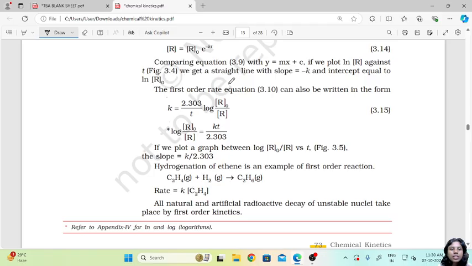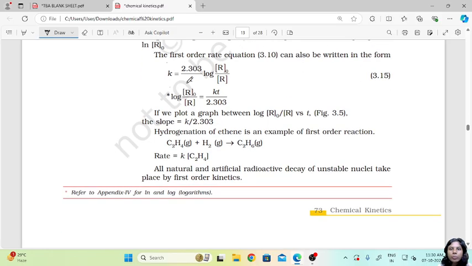Now for the first order rate reaction, we can also write it in the form of log by removing the ln, so we put the value 2.303: k equals 2.303 upon t log of R0 upon R.